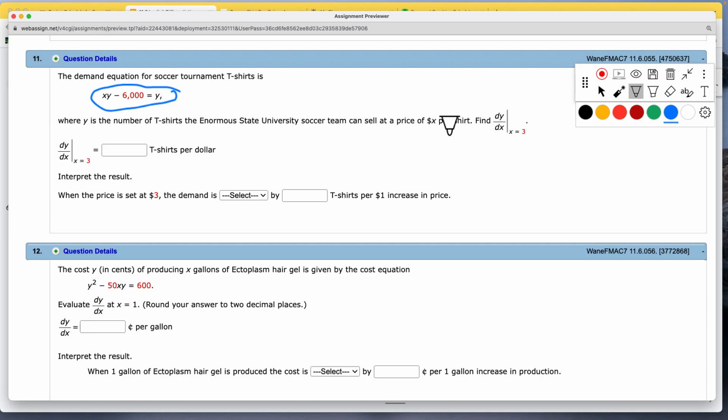We're wanting to find a derivative, and we're wanting to find the derivative when x equals 3. But you can see here there's xy and there's a y there. The derivative will still have a y in it, won't it? It will. But they don't give us a y. They only give us an x. So how do we find out what y is?